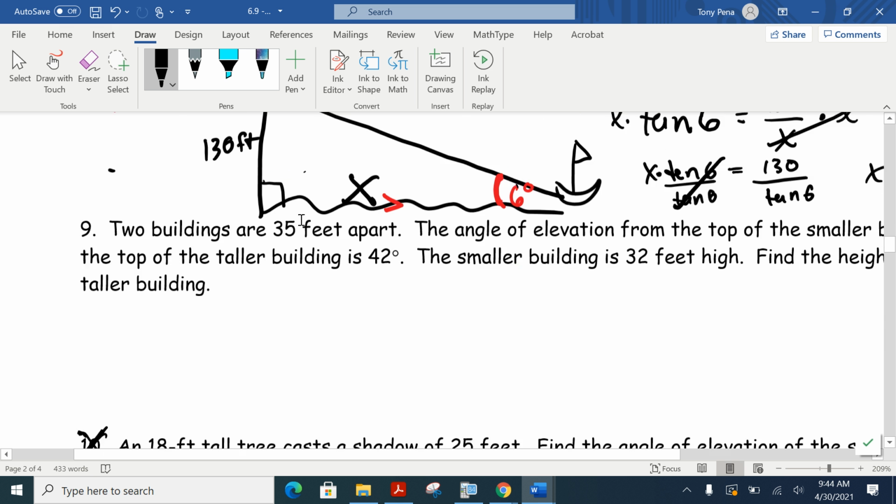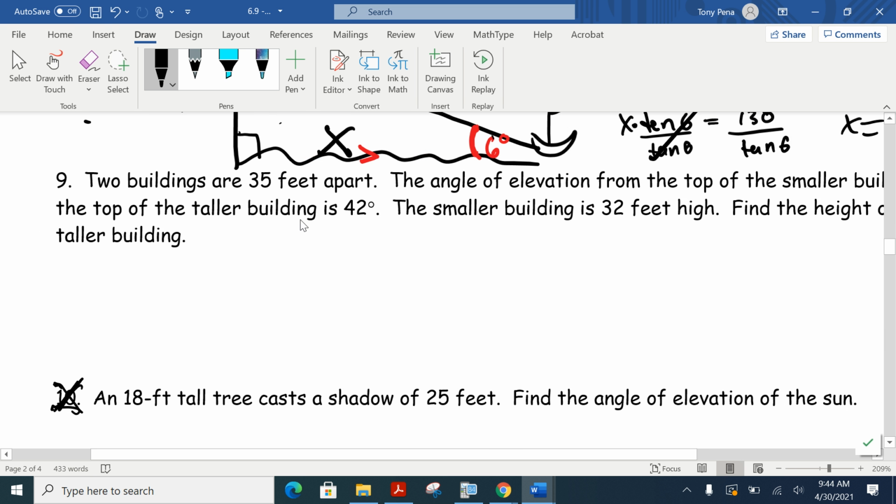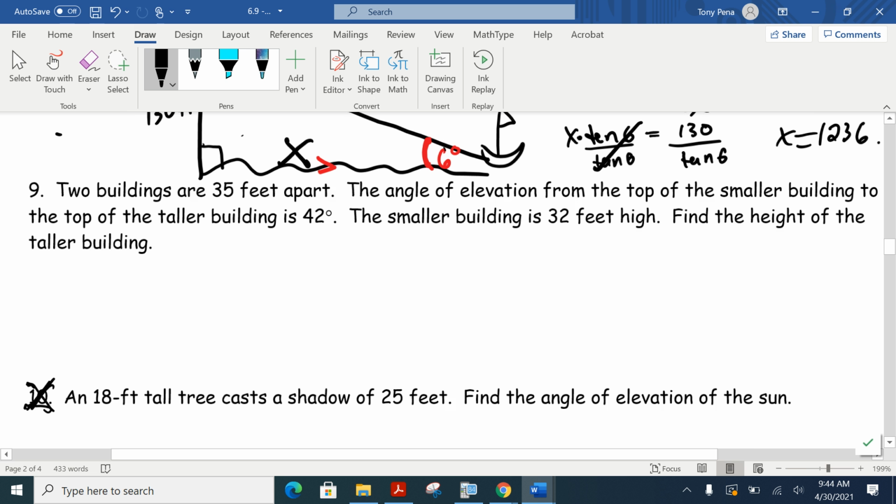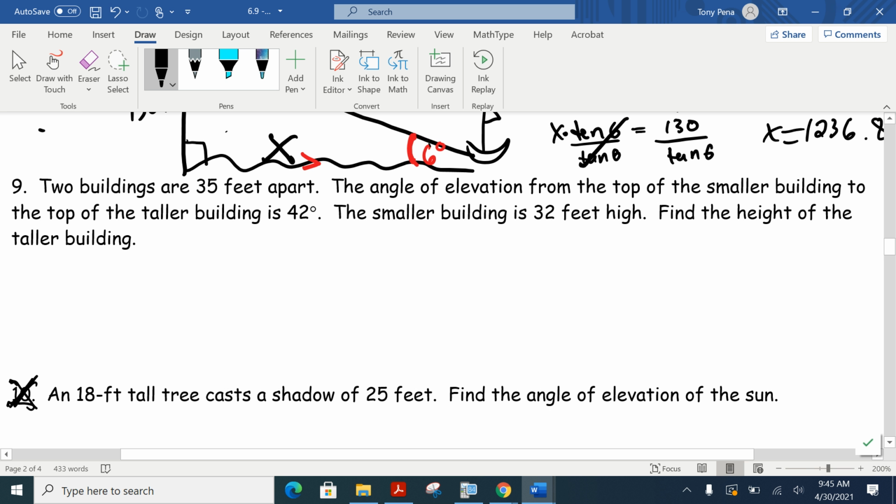All right, number 9, a little different here. So this one we'll sketch together. So it says 2 buildings are 35 feet apart. The angle of elevation from the top of the smaller building to the top of the taller building is 42 degrees. So right away we got 2 buildings. One of them is smaller, one of them is taller. So sketch in a smaller building.